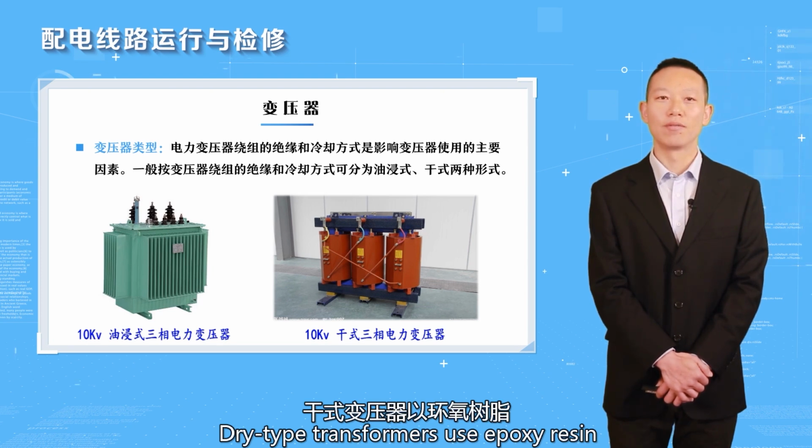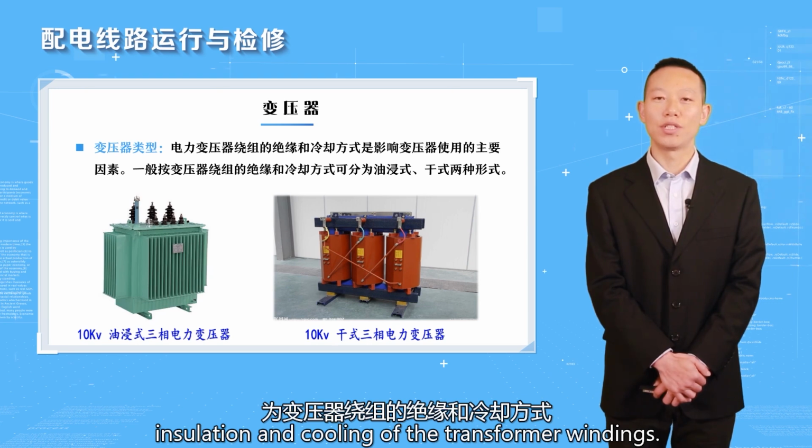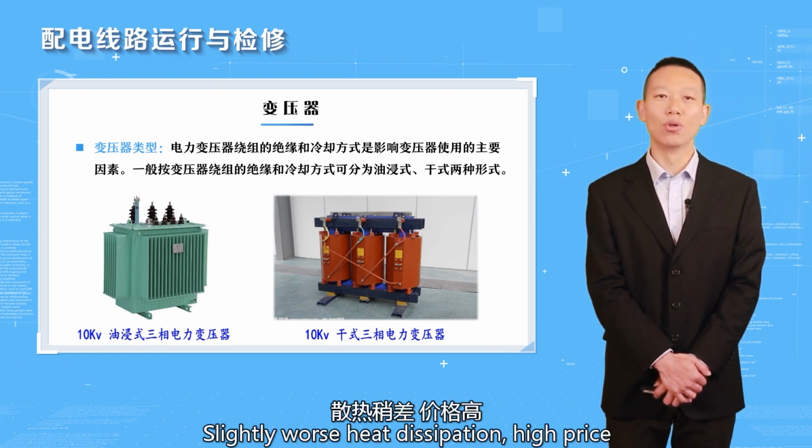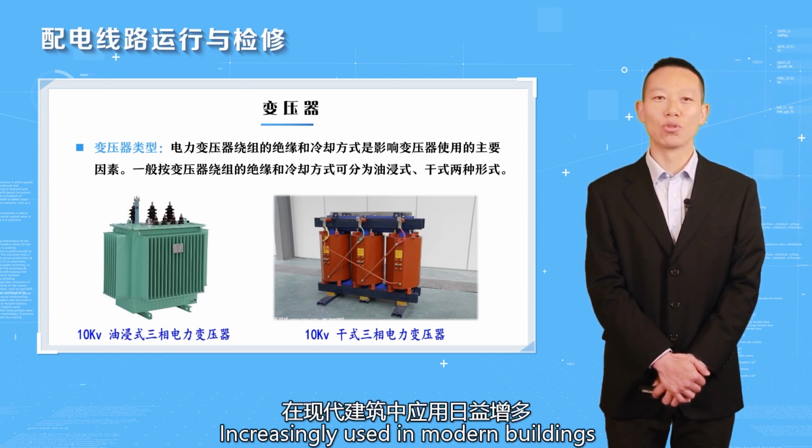Dry-type transformers use epoxy resin for insulation and cooling of the transformer winding. Heat dissipation is slightly worse and the price is high, but fire and explosion-proof performance is good. Increasingly used in modern buildings.